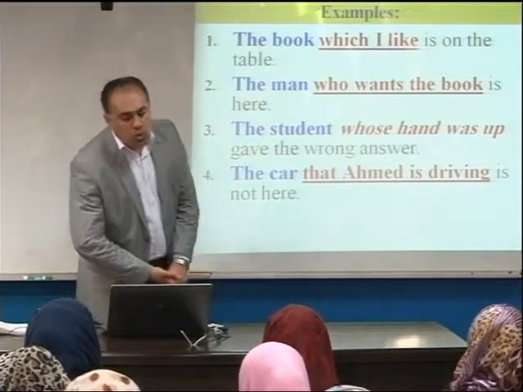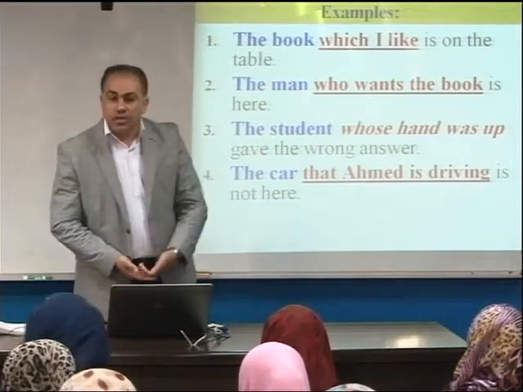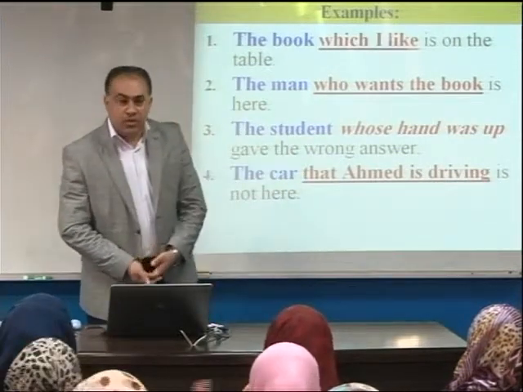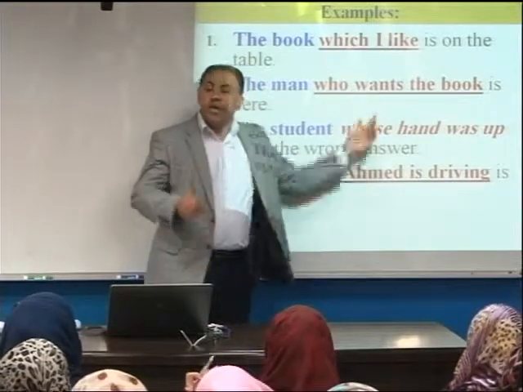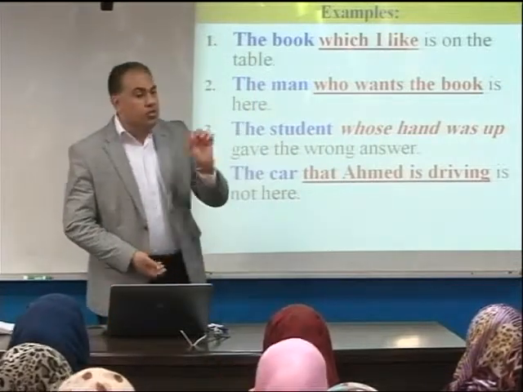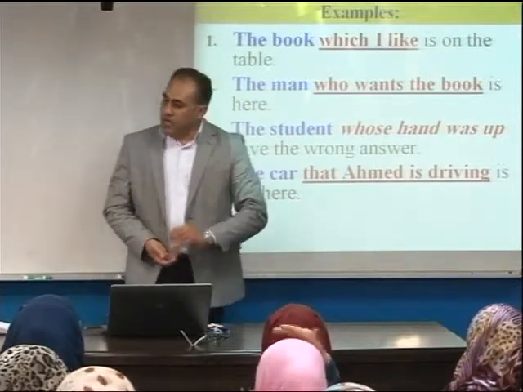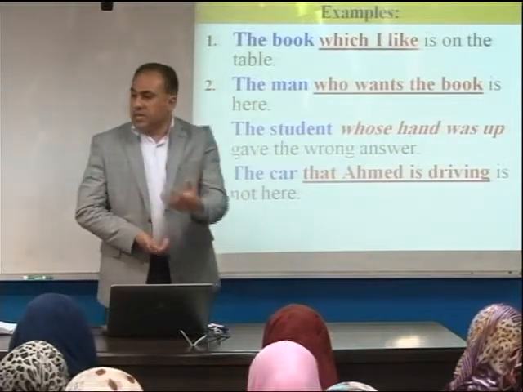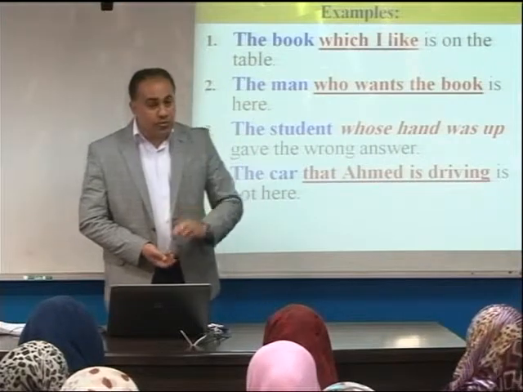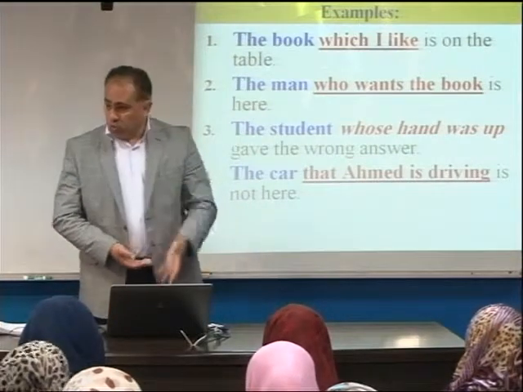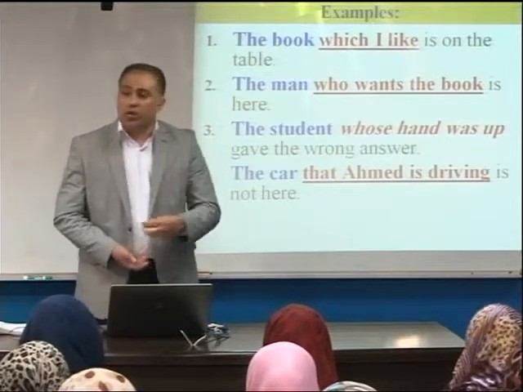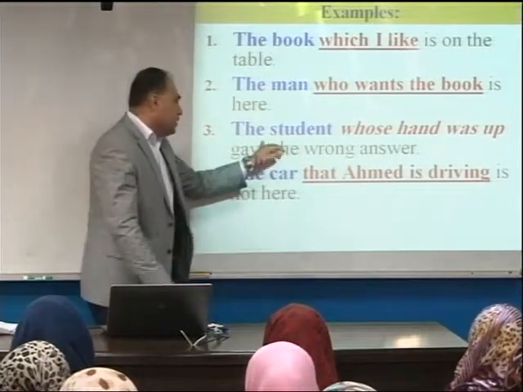The man who wants the book is here. Where is the adjective clause? Who wants the book. And what man am I talking about? So this becomes like an adjective for the man. Not the tall man, not the old man or the young man. It is the man who wants the book. And so this is the idea of an adjective clause. It is a group of words beginning with which, or who, or whom, or that, and does the work of an adjective. Okay?